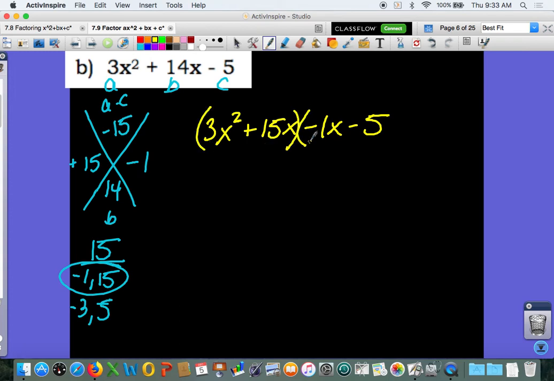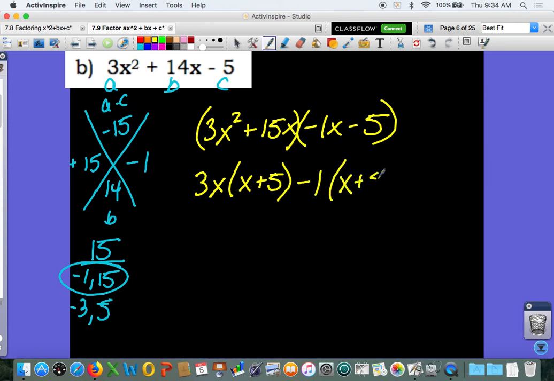4 terms, so group. The GCF of the first group is 3x. That would then leave me with x plus 5. The GCF of the second group is simply negative 1 because both terms are negative. That leaves me with x plus 5. My binomials are the same, so bring down the GCF term, so 3x minus 1, and then the other factor, x plus 5.